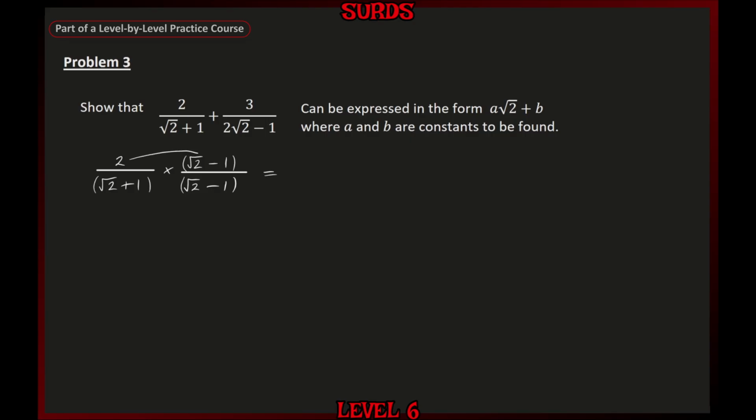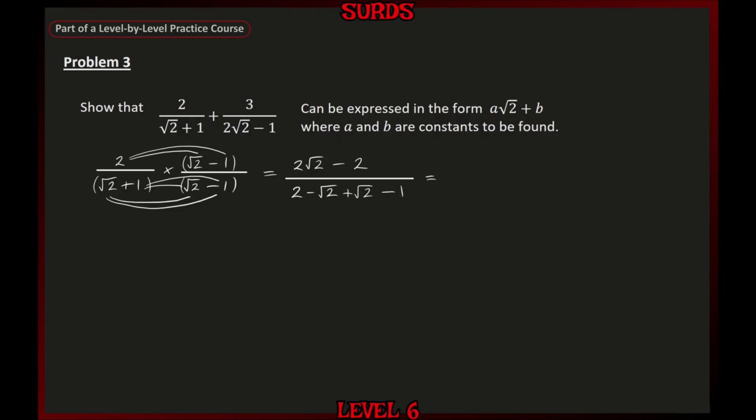So we have 2 times root 2, which gives us 2 root 2. And then 2 times minus 1 is minus 2. On the denominator, we can expand by multiplying root 2 by root 2 first. This gives us 2. Root 2 multiplied by minus 1 is minus root 2. 1 multiplied by root 2 is plus root 2. And 1 multiplied by minus 1 is minus 1.